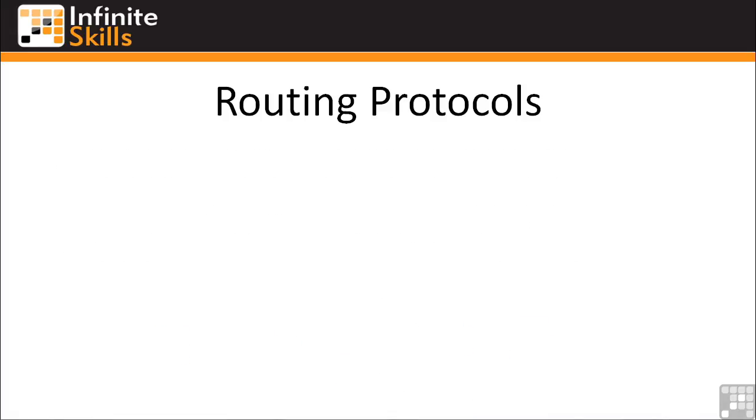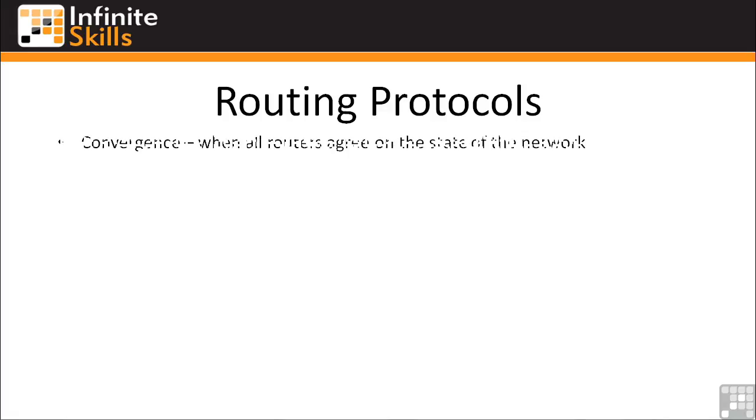Now we're going to discuss the two major types of routing protocols, but before we do that, we have to learn one term that's used when you're talking about dynamic routing protocols, and that is convergence. Convergence is when all the routers in a routed network agree upon the state of the network. They all realize that certain links are up and certain links are down. Certain links have a faster speed than others, and so on and so forth. Now, different routing protocols have different ways of handling convergence.